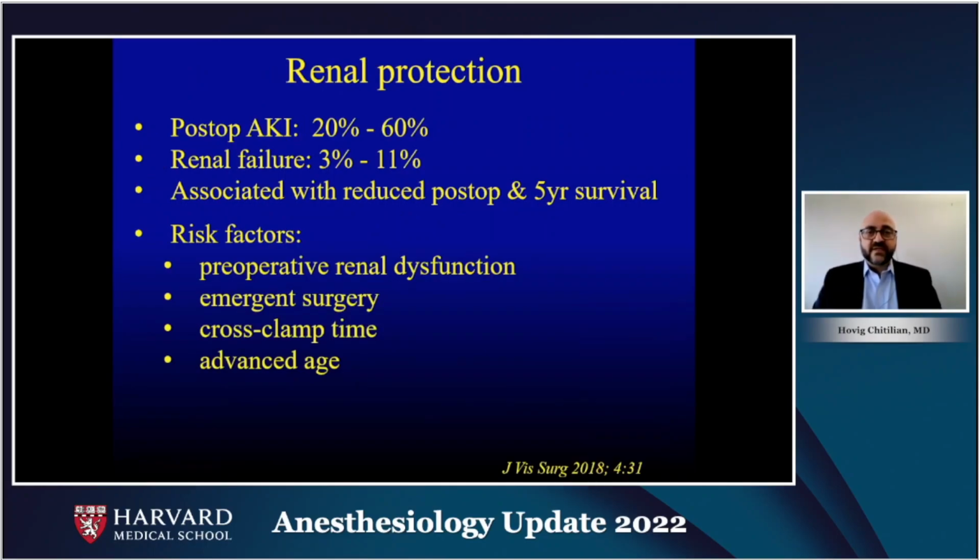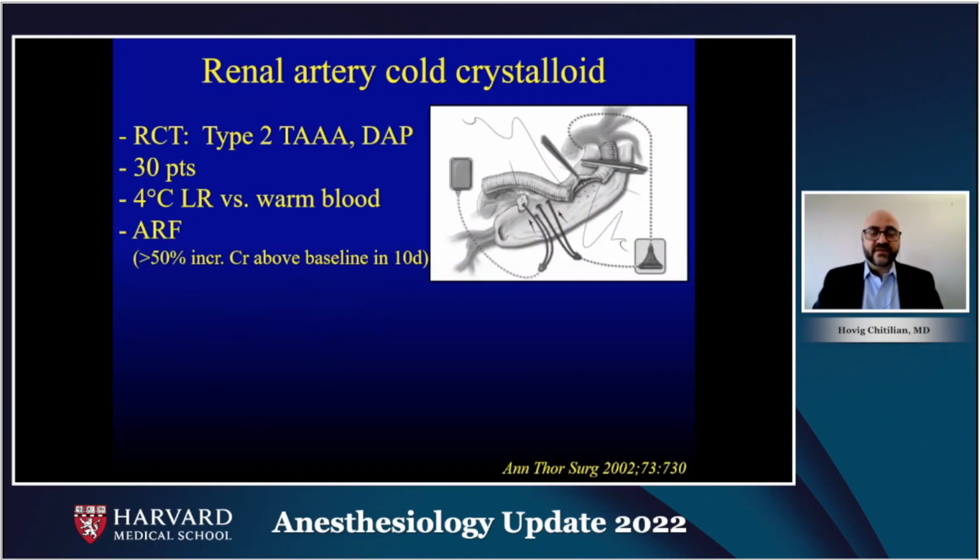Post-op AKI has been reported in the literature to occur anywhere from 20 to 60% of cases. 3 to 11% progress to renal failure requiring either temporary or permanent dialysis. And the presence of it post-operatively is associated with reduced survival, both in the immediate post-op period and up to 5 years. Risk factors for renal dysfunction after the procedure include preoperative renal function, the emergent nature of the surgery, extended cross-clamp time, and advanced age.